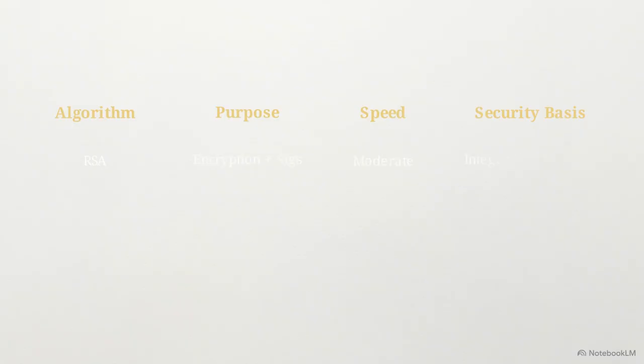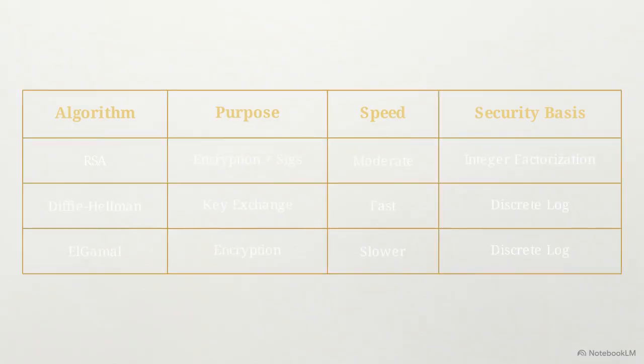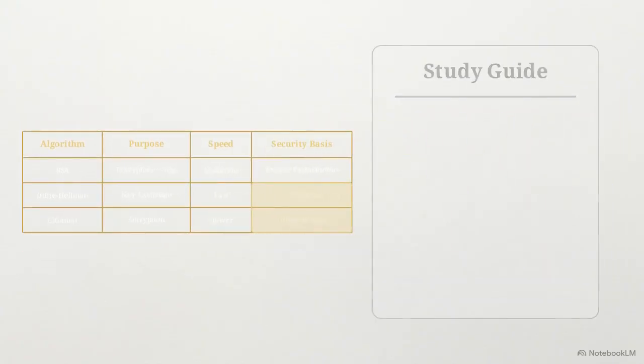This table summarizes the core differences between the algorithms we have studied. Note the security basis for each. While RSA relies on integer factorization, Diffie-Hellman and El-Gamal rely on the discrete log problem.